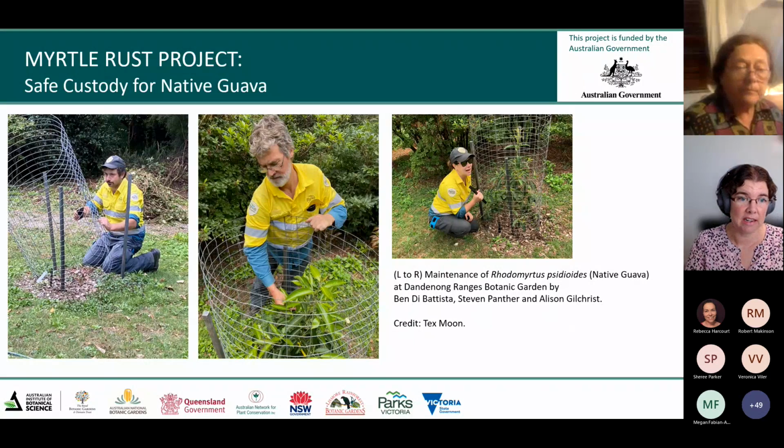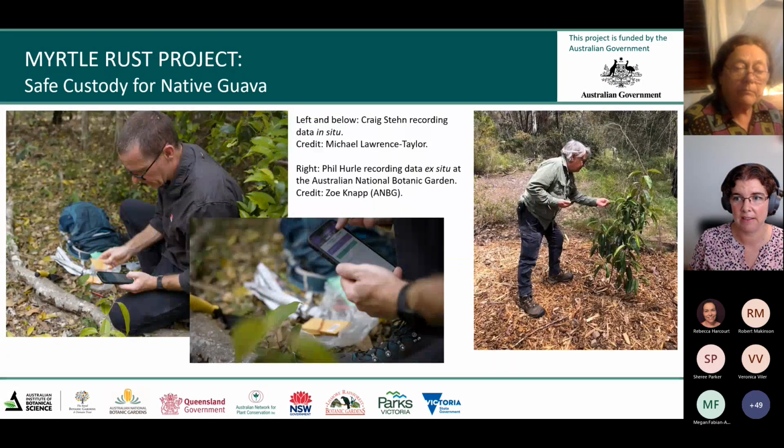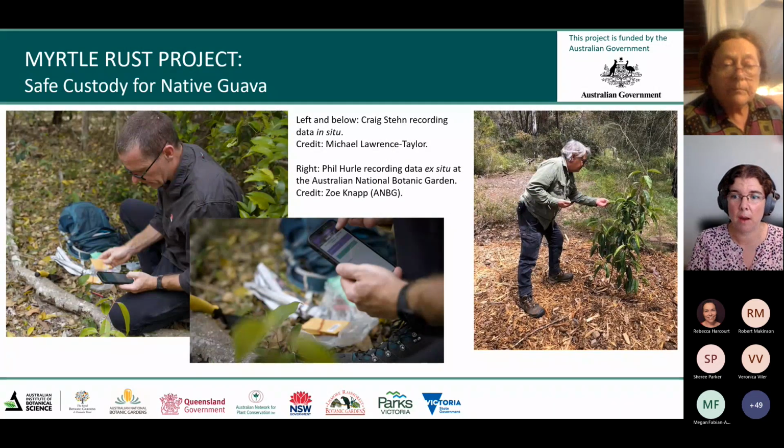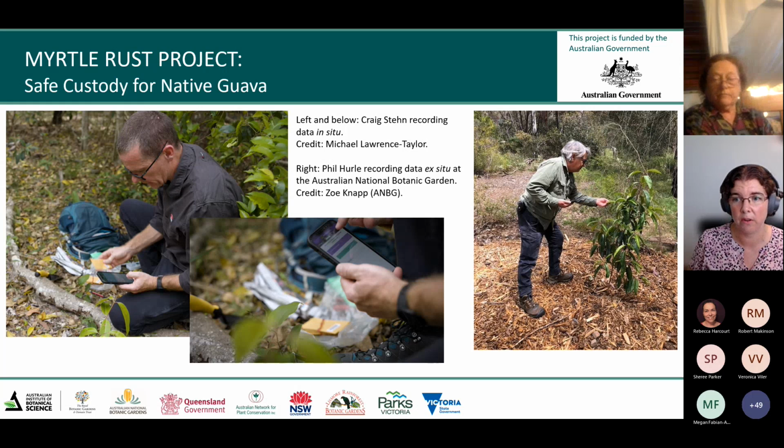Plants are maintained in each partner garden with the usual irrigation, caging and spraying as required, all the regular kind of plant maintenance activities. The plants ex situ and in situ are monitored to look at the incidence and severity of myrtle rust symptoms, as well as flowering and fruiting. The plants in the botanic gardens are also monitored for their early growth. This helps us build up a bigger picture of the plant and disease interaction and also helps flag opportunities for further research.